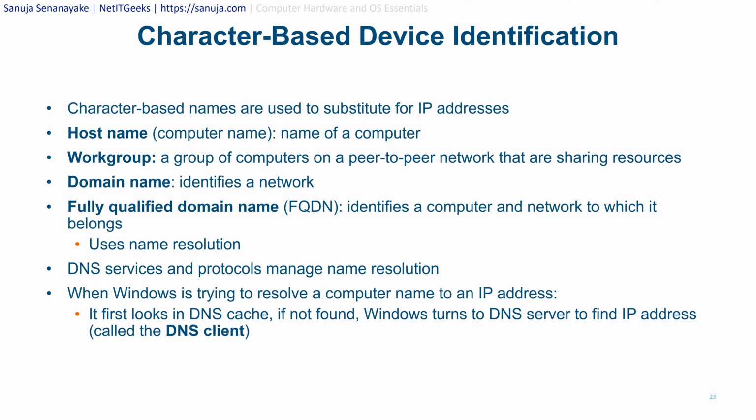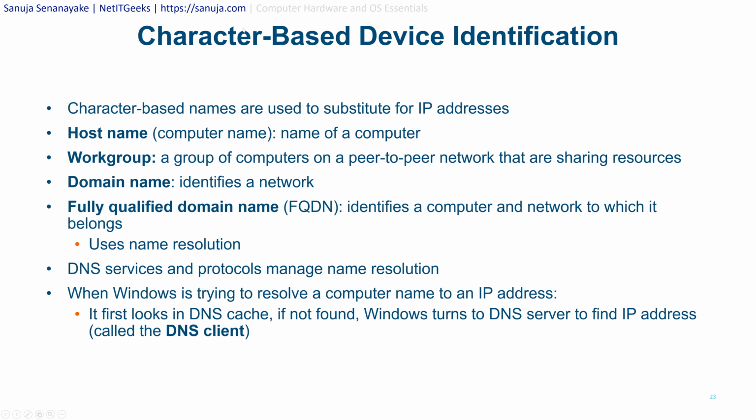Remember, I mentioned in my lab environment, I have a bunch of virtual machines connected to the sanuja.local domain, and they are part of that one single network. Fully qualified domain name, also known as FQDN, is a character-based device identifier that identifies a computer and the network to which it belongs. And it uses name resolution. For example, sanuja.com or www.sanuja.com are fully qualified domain names.